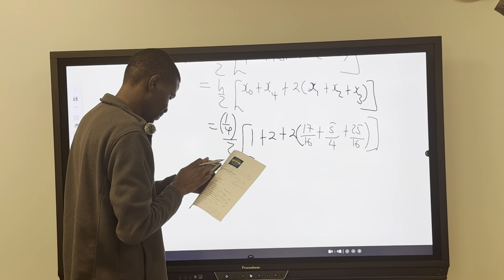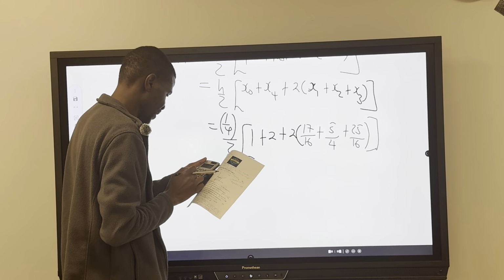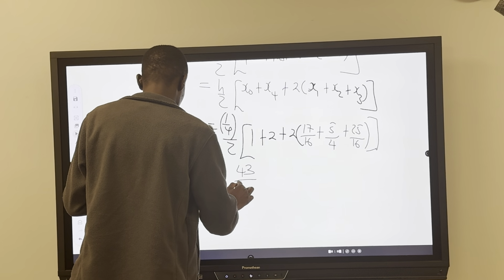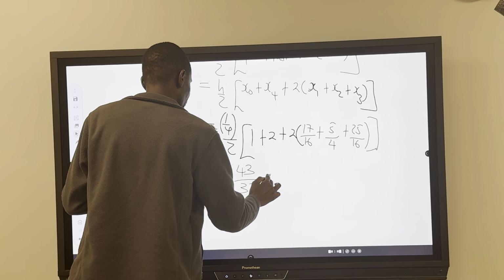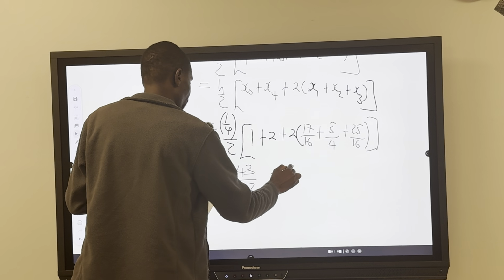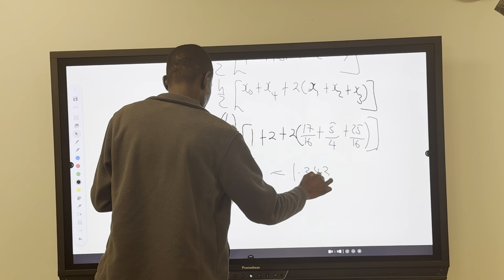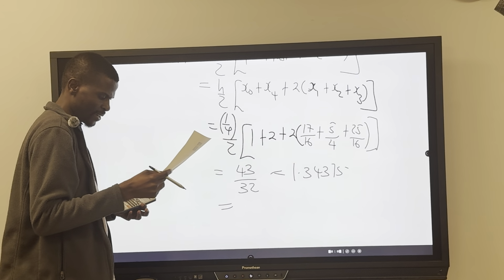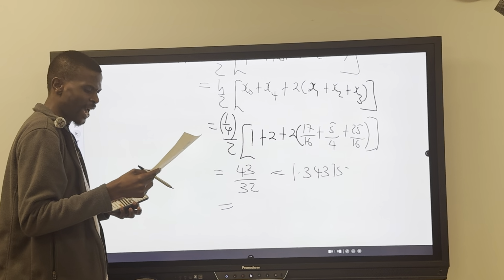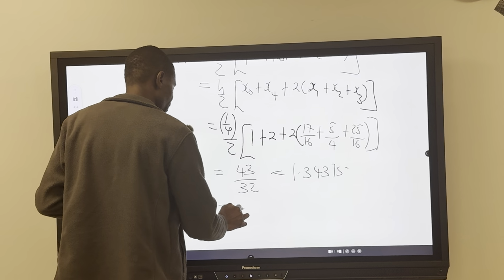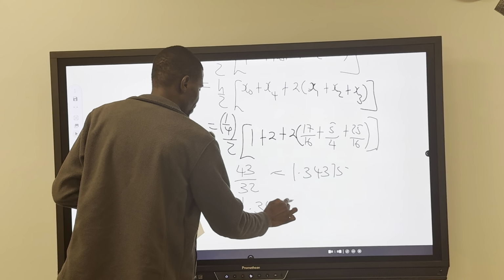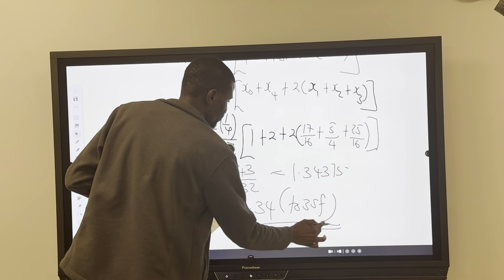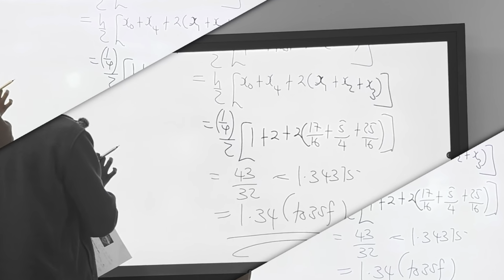All right, so I'm getting 43 over 32, which is equal to 1.34375. But remember, the question requires us to give the answer correct to 3 significant figures. So it is 1.34 to 3 significant figures. Right?